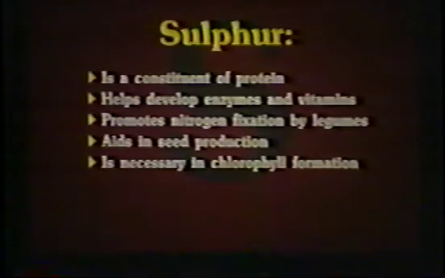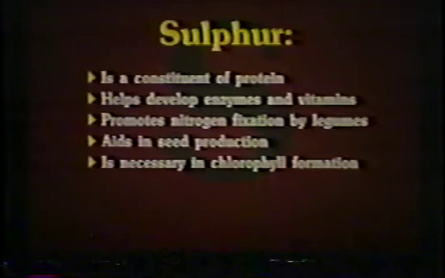Okay, as I said, organic matter is the primary source of sulfur, in addition to that coming from precipitation. We also do get some sulfur from our fertilizers, particularly the phosphates. There's still some sulfur left in it. Sulfur is a constituent of protein. As a result, it's involved in photosynthesis. It's involved in a number of enzymes. It's necessary in the chlorophyll formation.